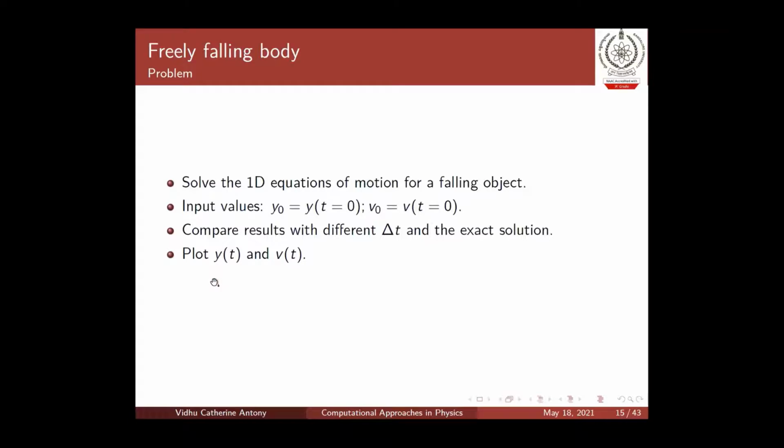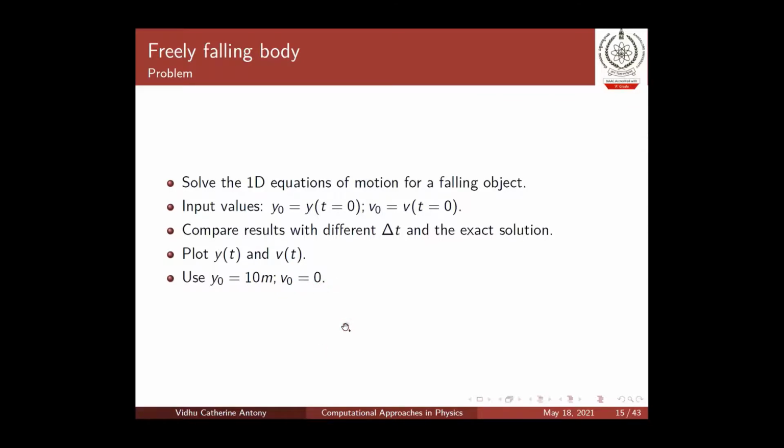What you need to do is plot your y of t. We haven't plotted v of t, but you can do that as homework, because we're going at a very slow rate right now. So here, you use your y naught as 10 meters. That's given to you in the question. And here you have v naught equal to 0.